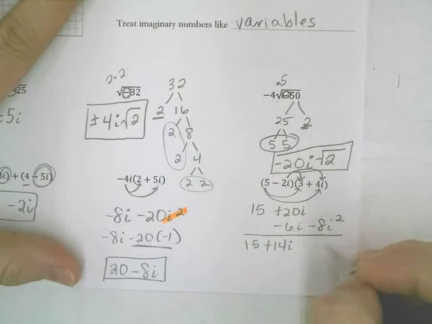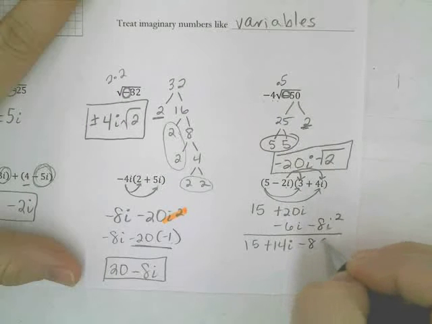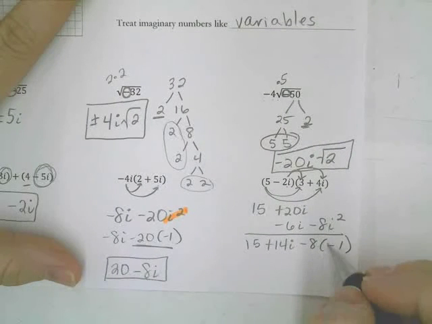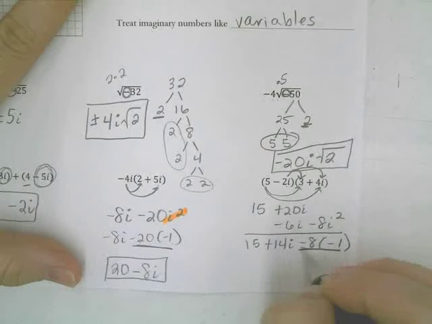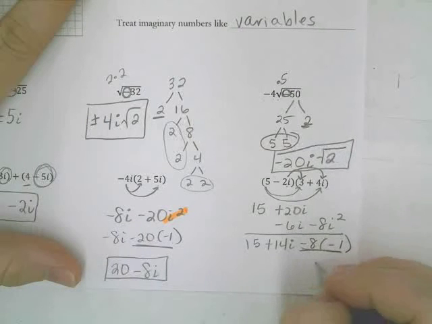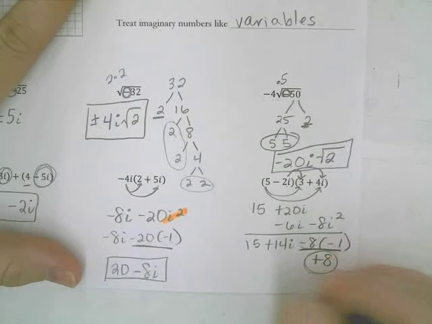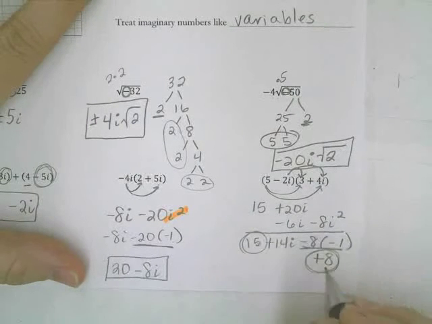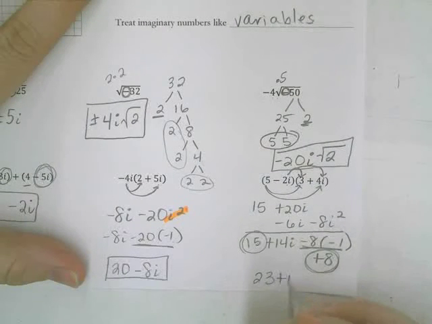And here's the issue. I can't have an i squared, so I plug in that negative 1. So this right here, negative 8 times negative 1 becomes a positive 8. So now I have a positive 8 and a positive 15 I can combine. 15 plus 8 is 23 plus 14i.